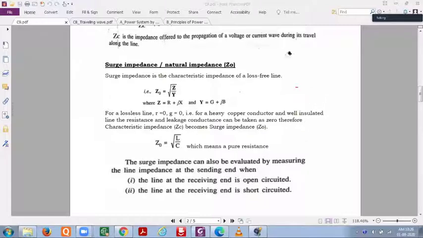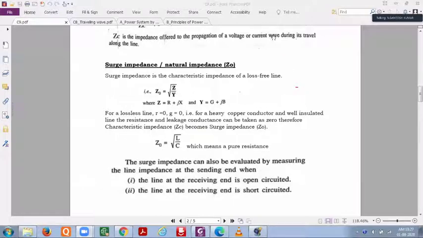Now here, we will try to evaluate this Z0. The Z0 formula is under root L by C. Now to evaluate this for your transmission line, what we are supposed to do is open circuit the receiving end and short circuit the receiving end. At a time, first we open circuit it and find the generalized constants, and then we short circuit it and find the generalized constants, right?